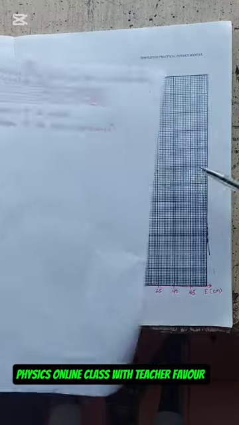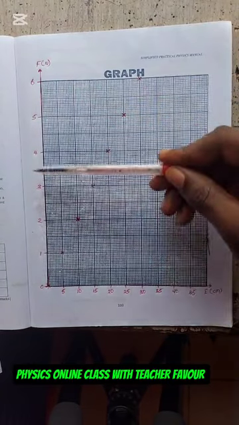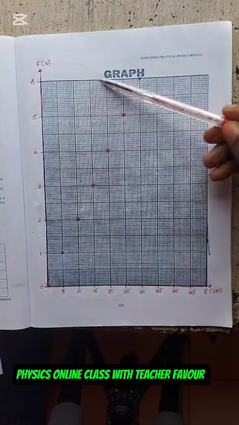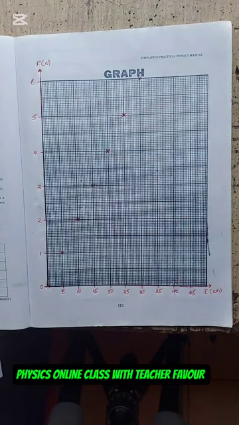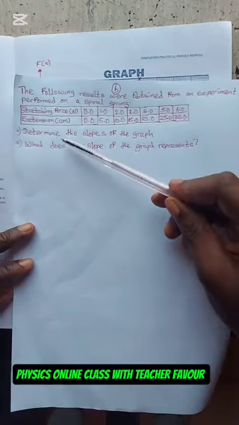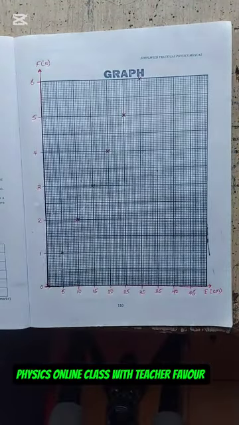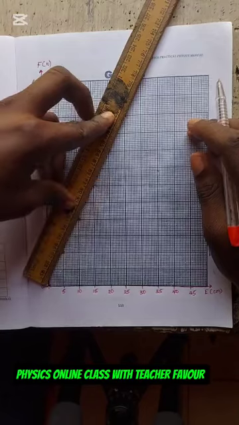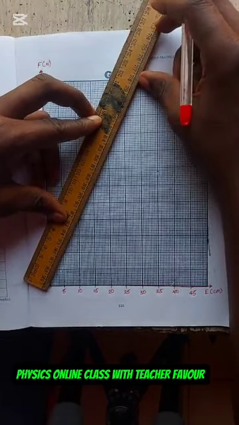Remember, in plotting a graph, you first of all draw the axes. Ensure you label the axes. Then the next is for you to choose a suitable scale. You choose a scale to ensure that the plotting covers at least 1/3 of the graph sheet. So the next thing we are going to do is to determine the slope. But before we determine the slope, we draw a line of best fit. A line of best fit is simply a straight line that covers the plotted points.